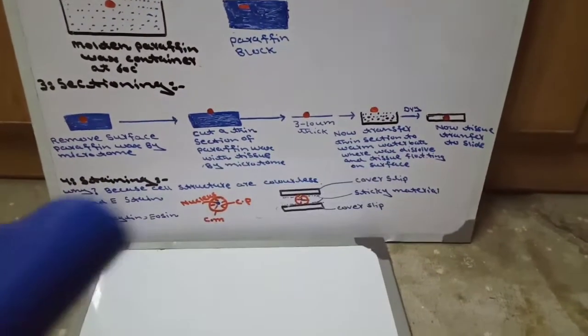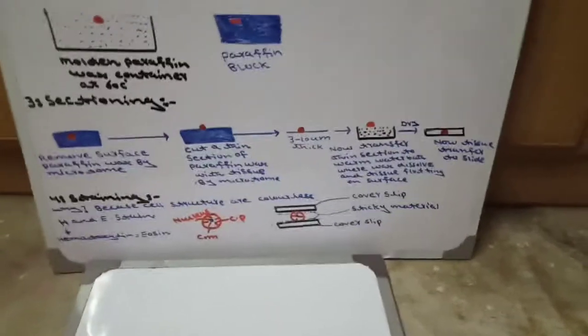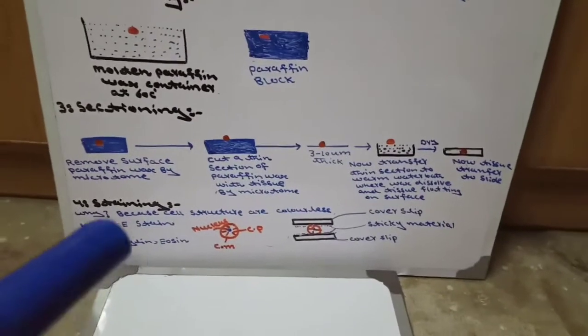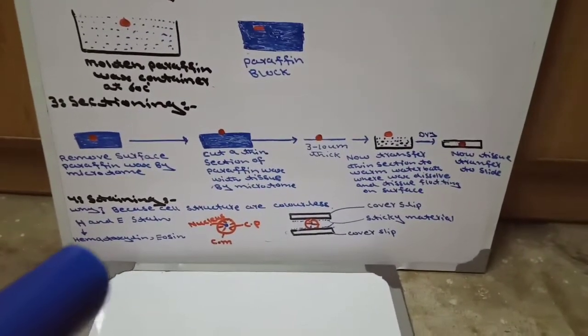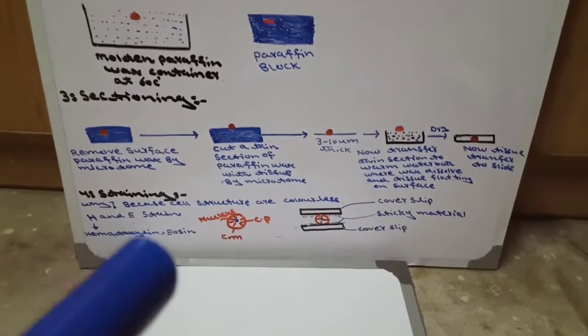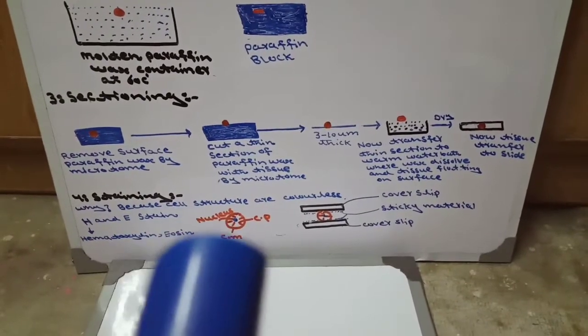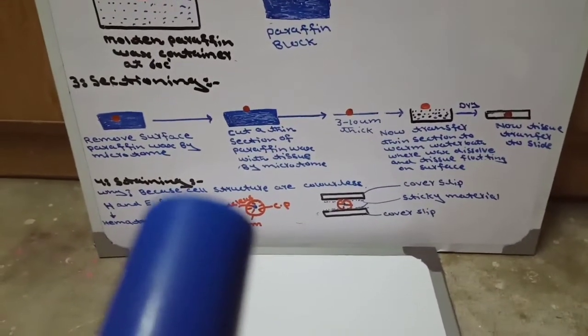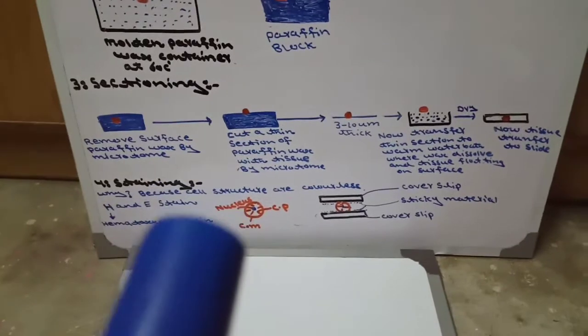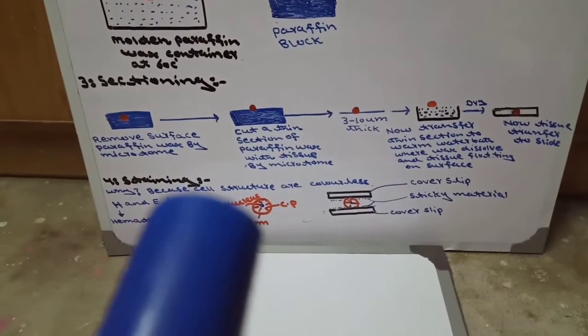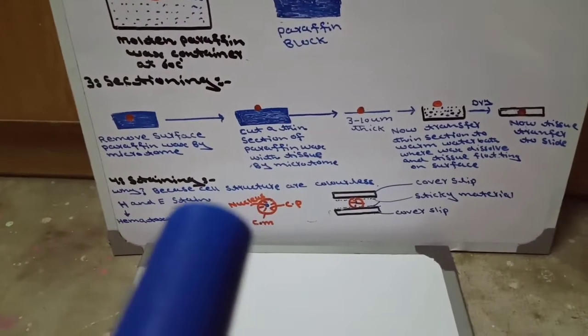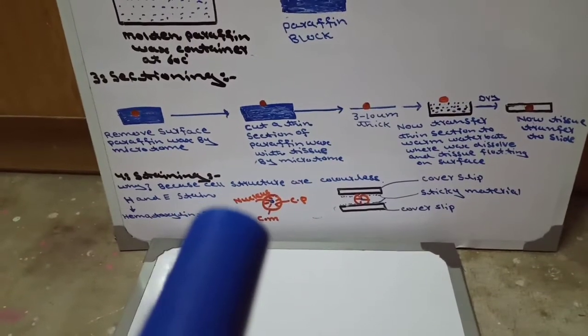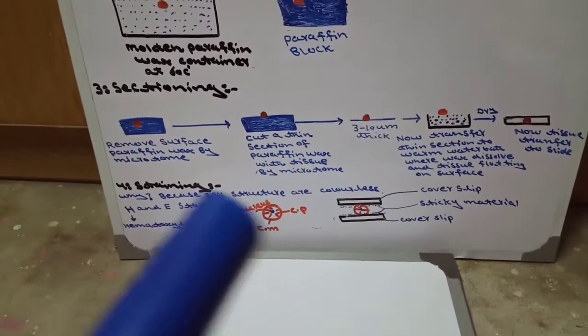We place this tissue in a container of eosin and hematoxylin stain, where the nucleus gets a blue color and the cytoplasm and cell membrane get a pink eosin color. This is staining.